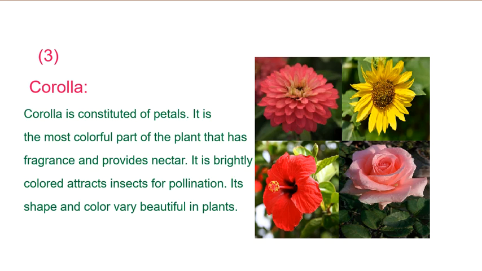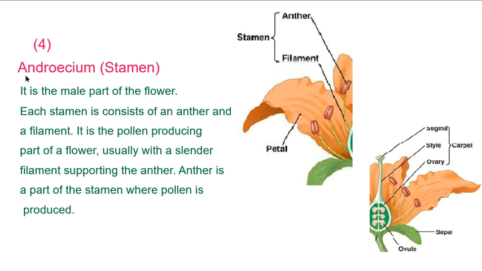Why is it so? Because it has to attract the insects. It is brightly colored to attract the insects for the purpose of pollination. Its shape and color vary in different plants. Now what is pollination? You will see further that when pollen grains are sprinkled over the stigma, that is called pollination, and because of that only reproduction happens. So corolla plays a very important role in reproducing sexually in angiosperms. Next is androecium or stamen.